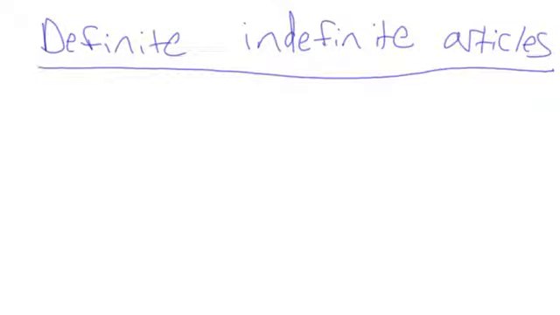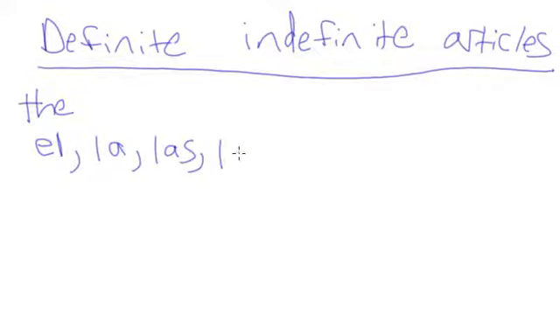Alright, so what about the definite and indefinite articles in Spanish? Well, in English, the definite article is the word the. It's like saying the car. It's definite, the car. In Spanish, for the definite article, there are at least 4 forms of it. It's el, or la, or if it's plural, las, or los. Those are the definite articles.